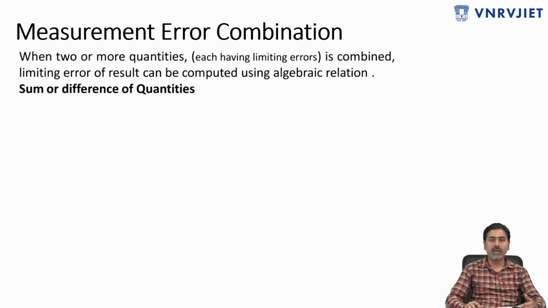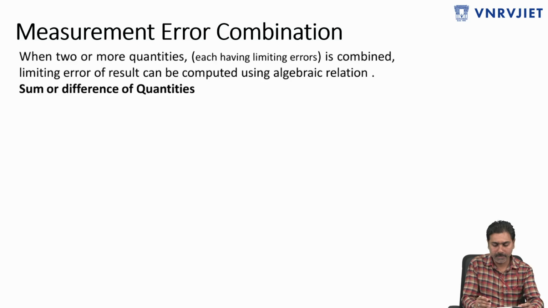In this video, I'll explain the error combination of sum or difference of quantities and product of quantities. Let me start with the first one, sum or difference of quantities.